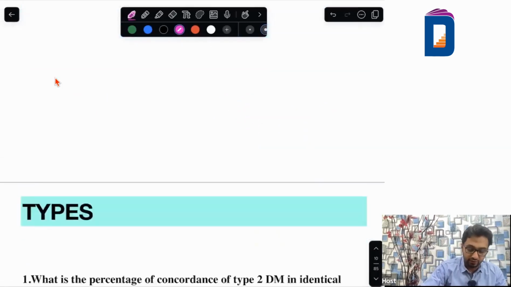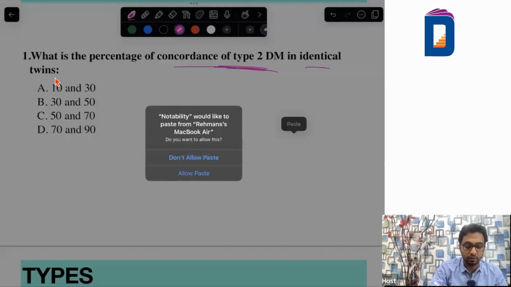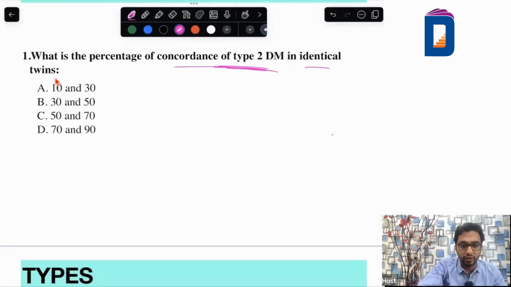Now, there is the next question. What is the percentage of concordance of type 2 diabetes mellitus in identical twins? It is definitely going to be higher. How much is that? Which is the higher option here? 40 to 60, higher than that? Not 50 to 70, it is 70 to 90. Okay, 70 to 90%. Yes, exactly.